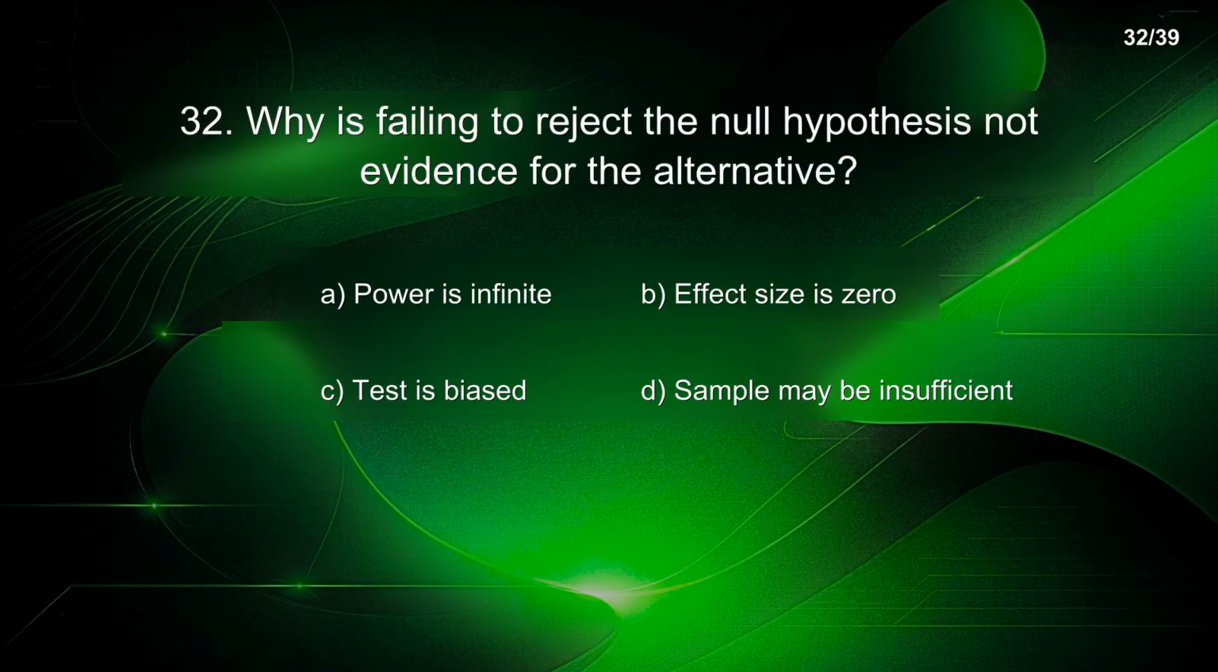32nd question. Why is failing to reject the null hypothesis not evidence for the alternative? A. Power is infinite. B. Effect size is zero. C. Test is biased. D. Sample may be insufficient. Correct answer is D. Sample may be insufficient.